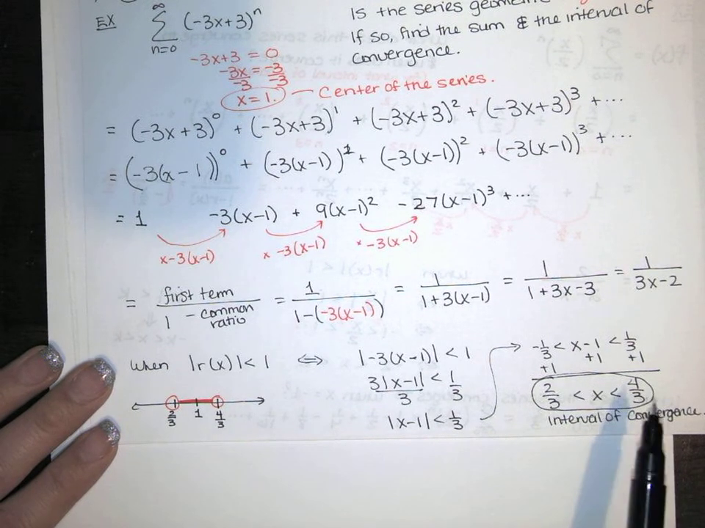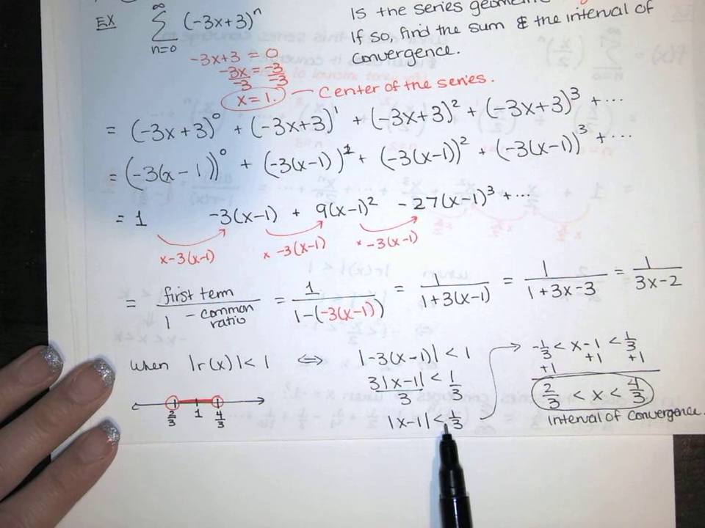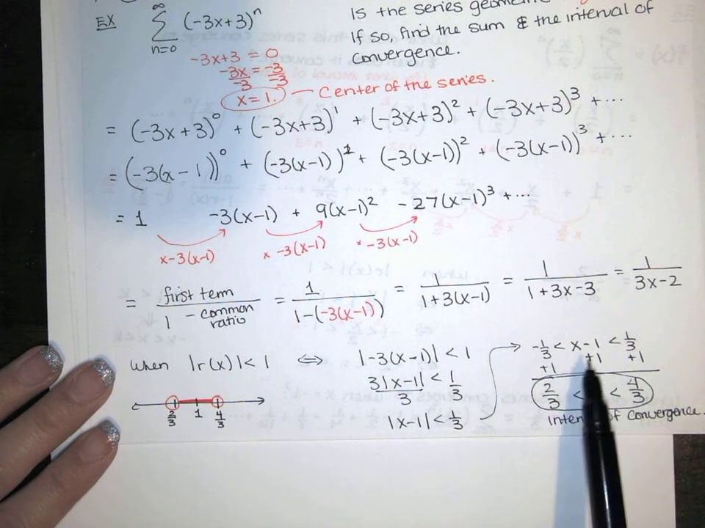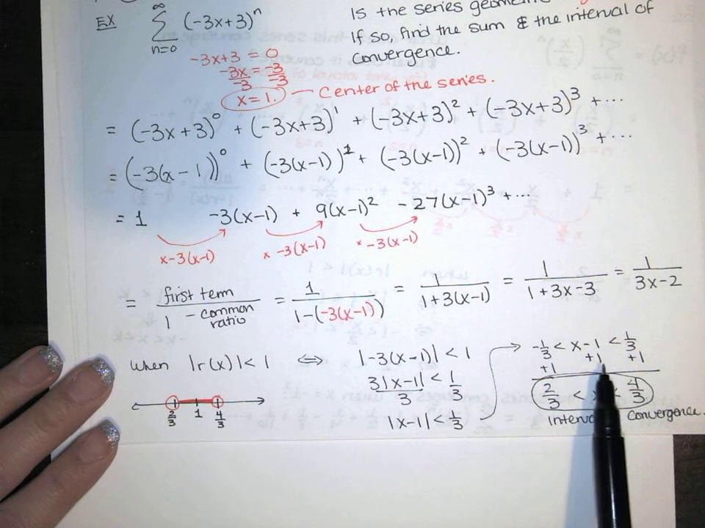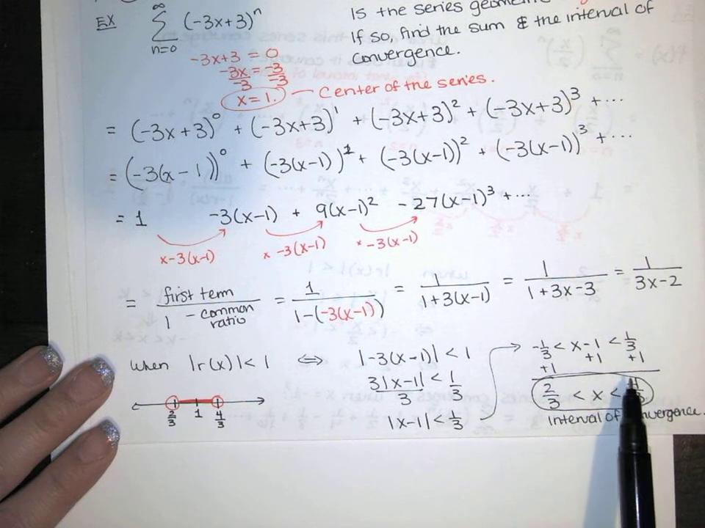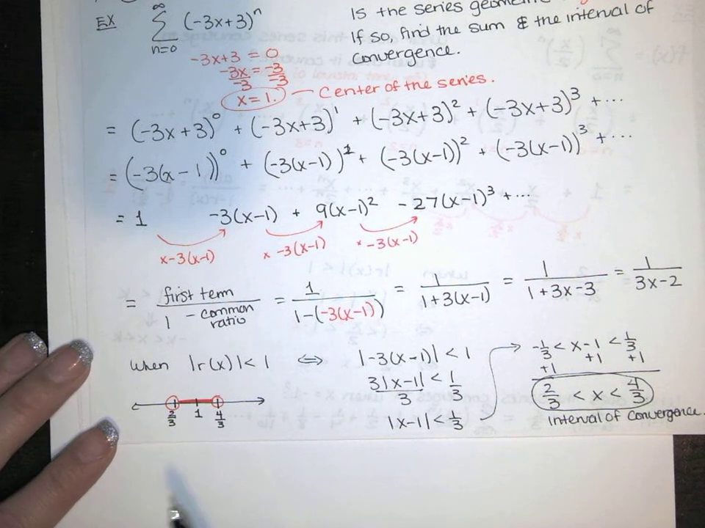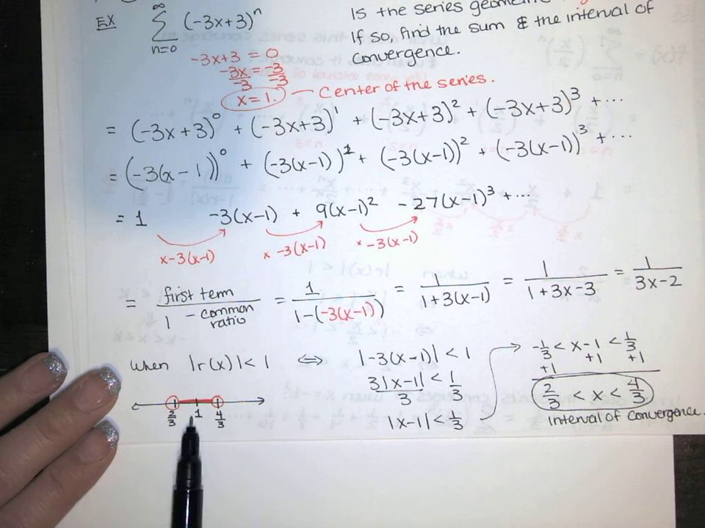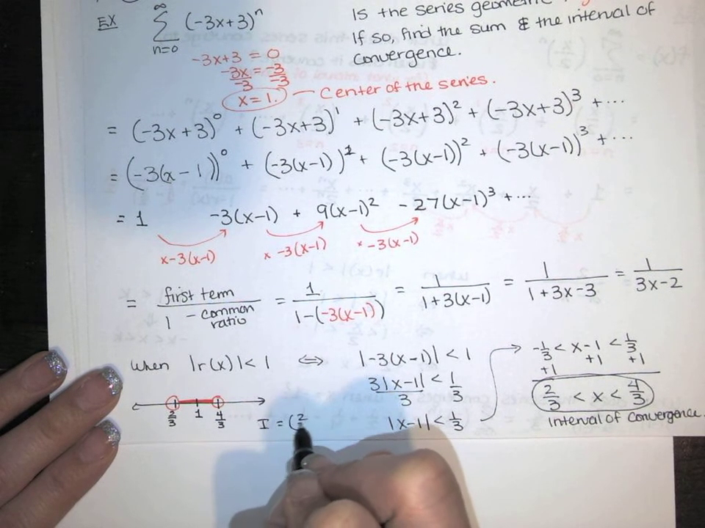You're saying, why is that true? Well, let's look at this inequality. If this is equivalent to this, that tells me that x minus 1 is between negative 1/3 and 1/3. When I add 1 to all three parts, what do I get? I get 1 minus 1/3 and 1 plus 1/3. So I go 1 minus 1/3, we end up over there, and 1 plus 1/3, we end up over there. So our interval of convergence looks like this if we graph it. Normally we write it in interval notation this way.